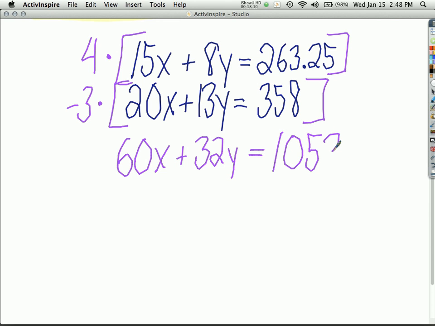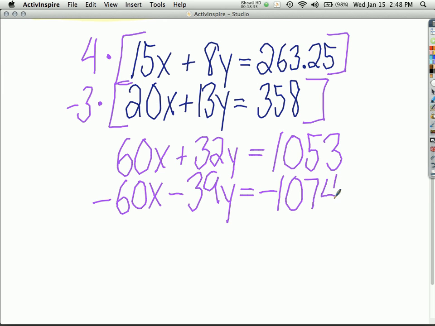1,053, which worked out really nicely, because there was a decimal, and now all of a sudden there's not. That was really nice. And then the second equation will be -60x minus 39y equals, did anyone already get it? Alyssa? -1,074. Okay? So that actually worked out really, really nicely.